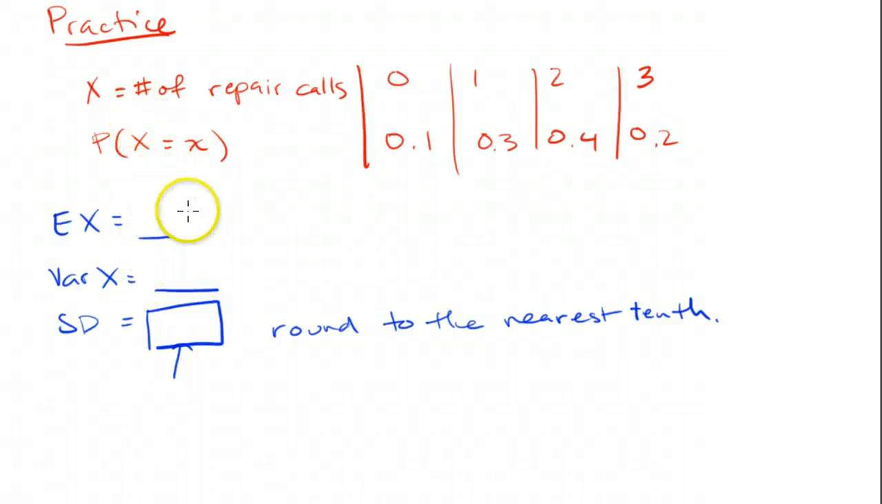So here's the solution to our problem. First thing we want to do is find the expected value of x. So how do we do that? We take the sum of every single possible value of x times its probability. So let's do that right here.